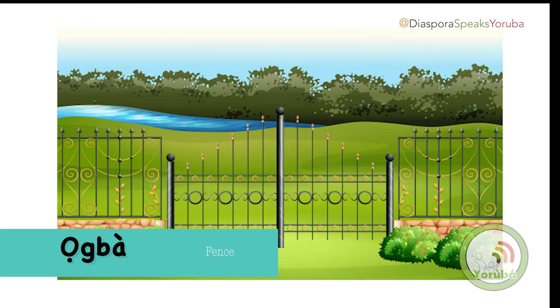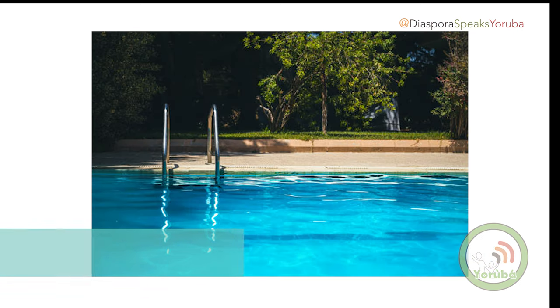Ogba, fence. Odo iwe, pool. Odo means river, iwe is the act of bathing. Put together, odo iwe means pool.